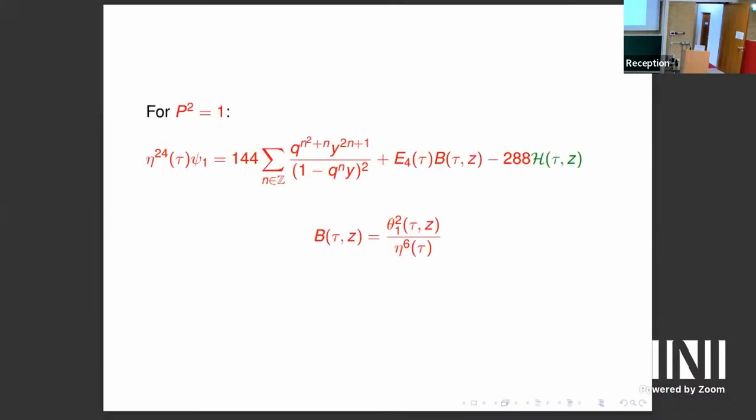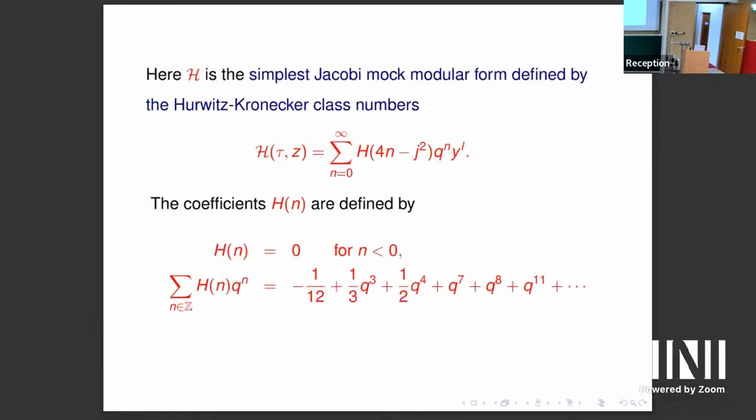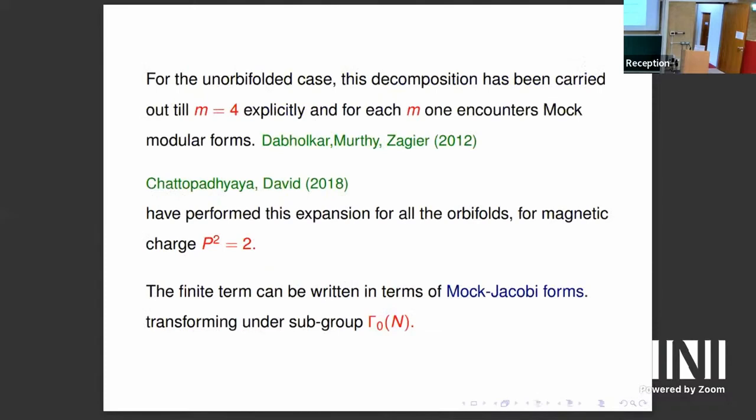So here's the decomposition, for instance, for the magnetic charge P squared equals one. In fact, here it is. Yeah, it's M equals one, P squared equals two, actually. So here there is the modular form. It's a very specific modular form, called the Hurwitz-Kronecker class numbers. It's a generator of that. So at every level, when you do this decomposition, I think you encounter mock modular forms.